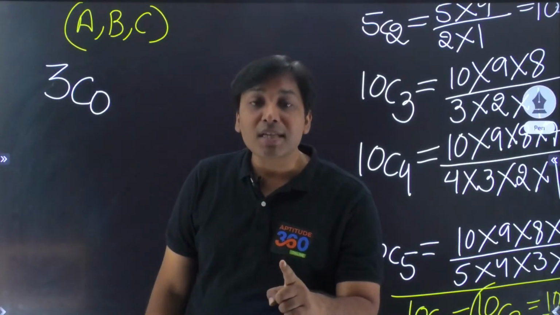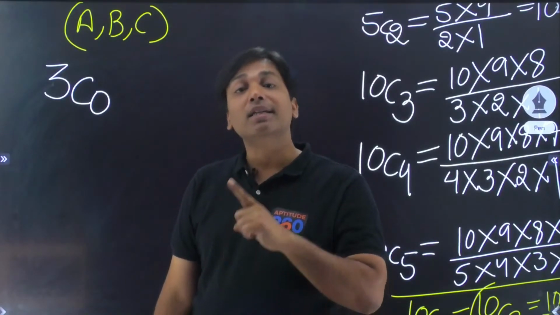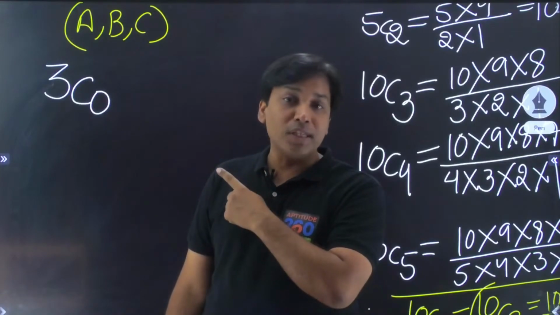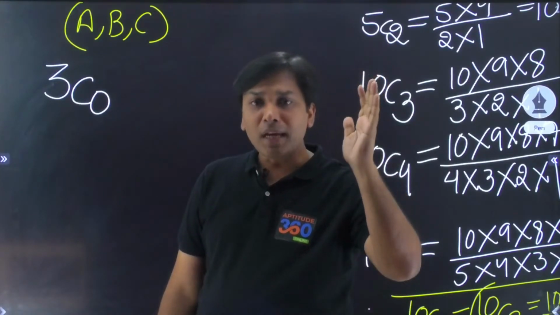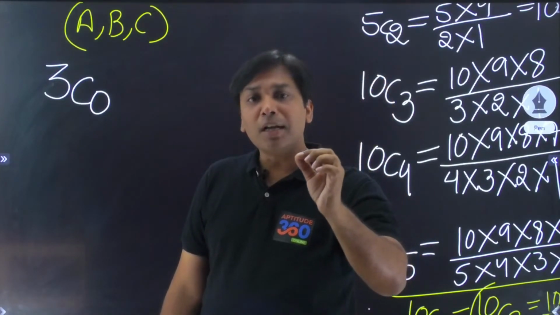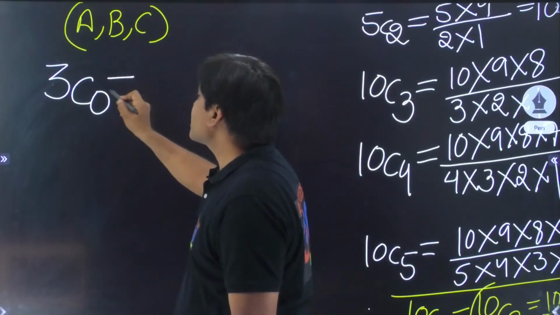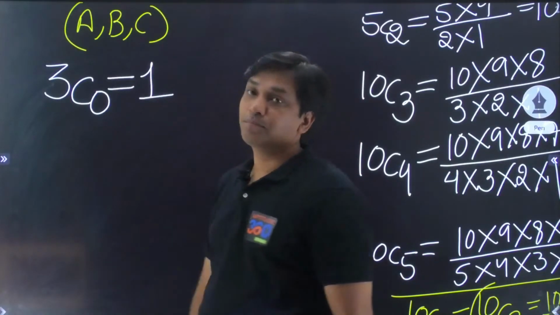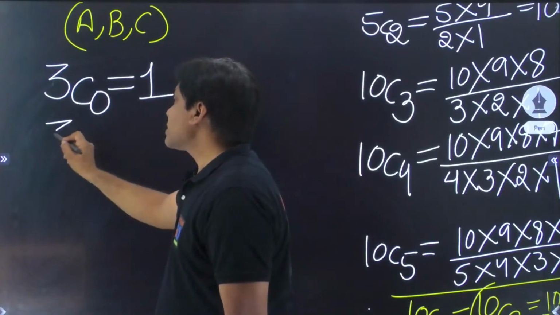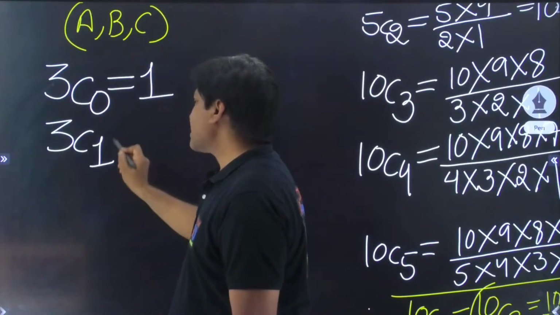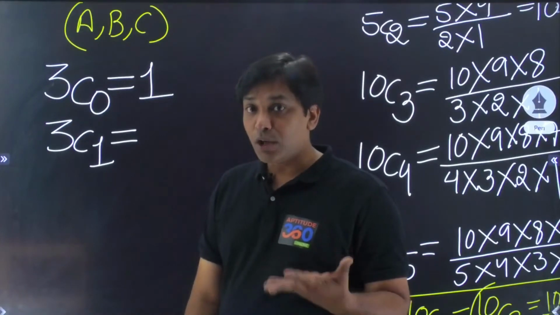In how many ways can I choose not to select any item out of these 3 items? Only one. सबको भगा दो भाई, सबको भगा दिया तो फिर हमारे पास में सिर्फ एक ही तरीका बचता है. What is this? This, isn't it? What if I do this? 3C1. Understand? What is the value of 3C1?